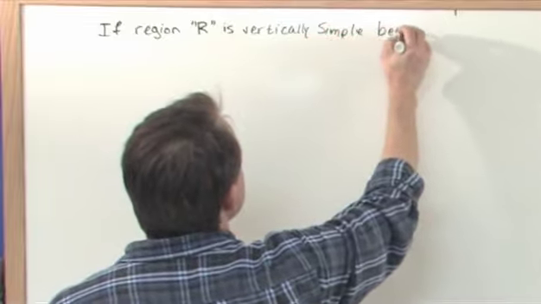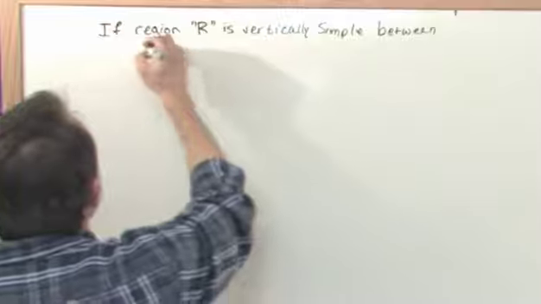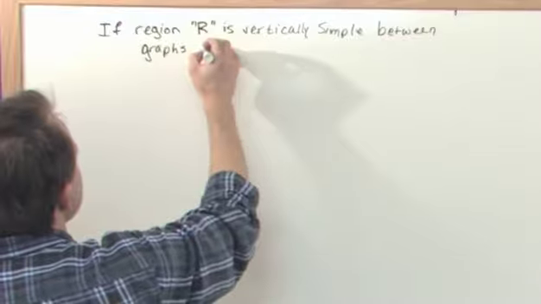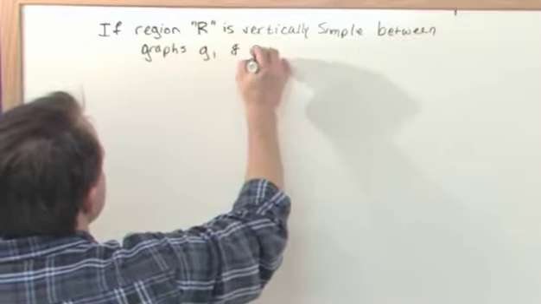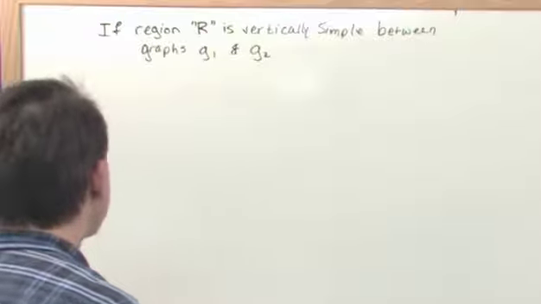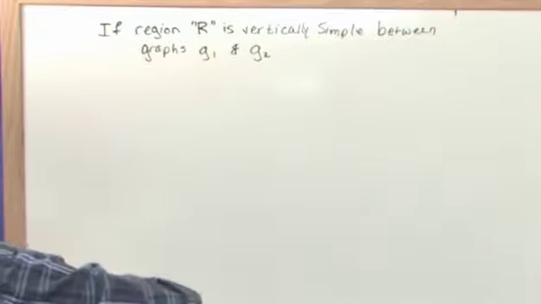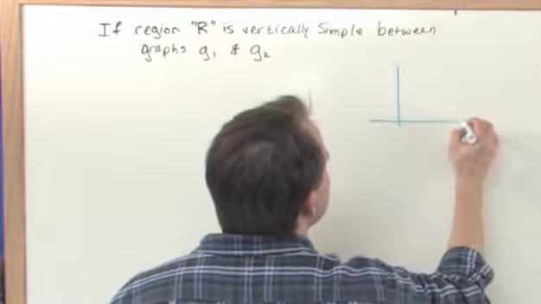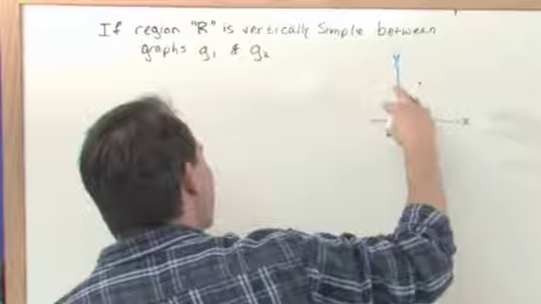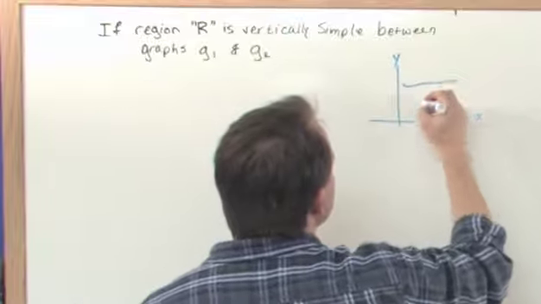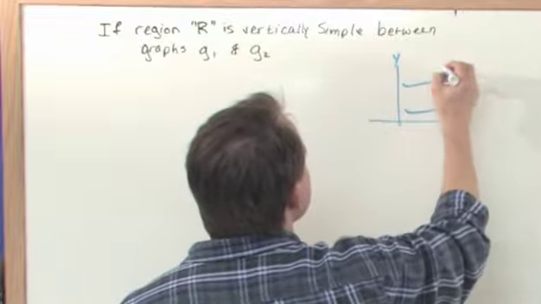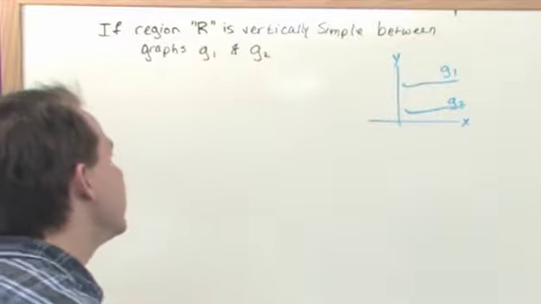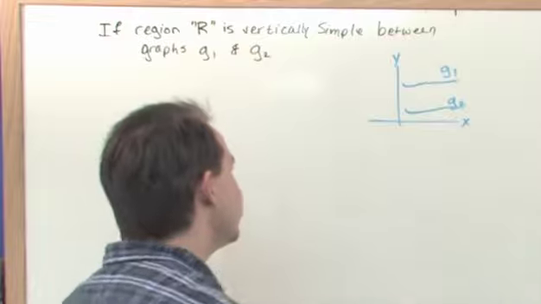between the graphs of G1 and G2, okay? And what I mean by that is we're looking down on the x, y plane, we're looking down, okay? So here's a function here, and here's a function here, and this is G1, and this is G2. This is vertically simple because I can cut through each function only one time, okay?